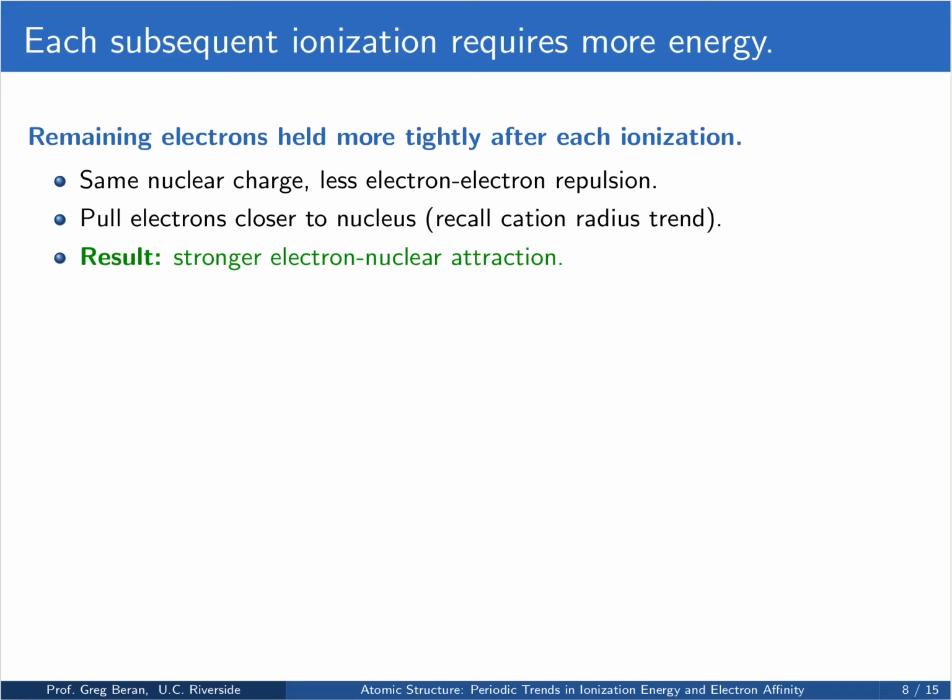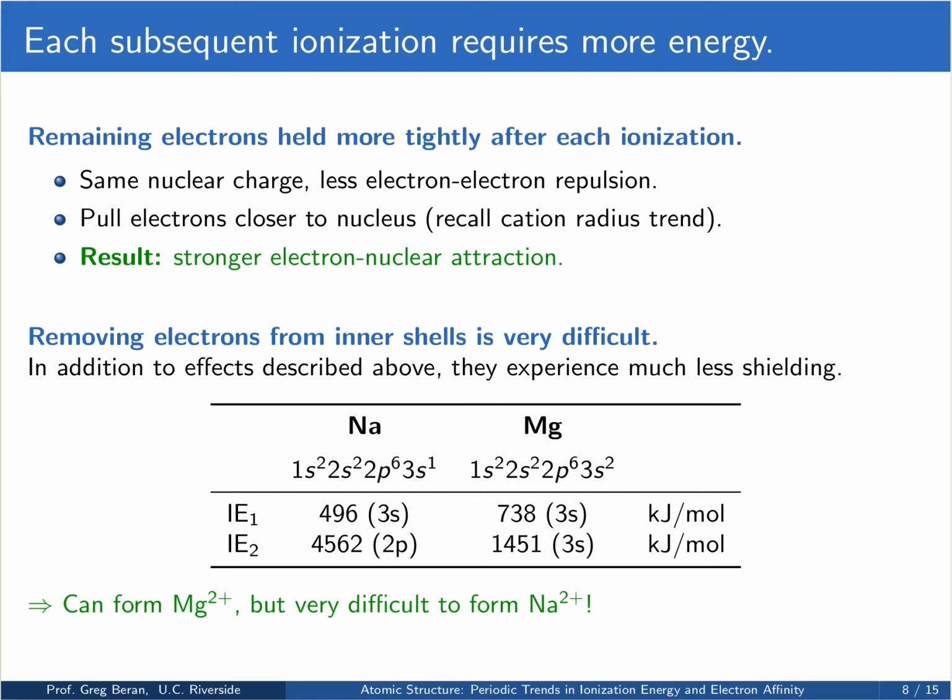Those remaining electrons get held that much more tightly. So it gets harder and harder to remove each additional electron, and we have to input greater and greater amounts of energy. In other words, we have a larger ionization energy. Removing electrons from inner shells rather than the valence shell is especially difficult. In addition to the effects described above, electrons in inner shells experience much less shielding than the valence electrons do.